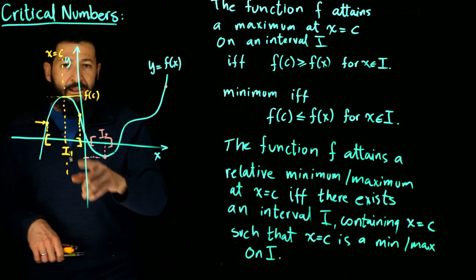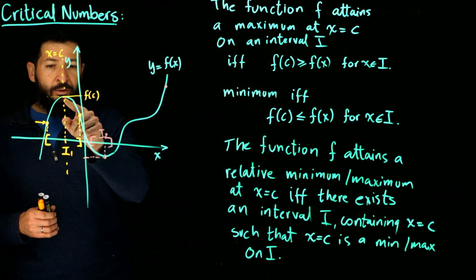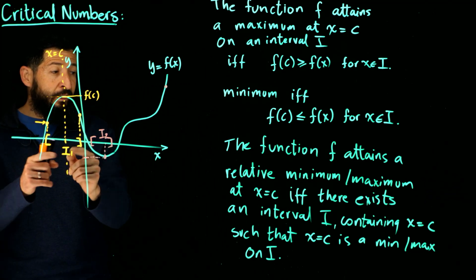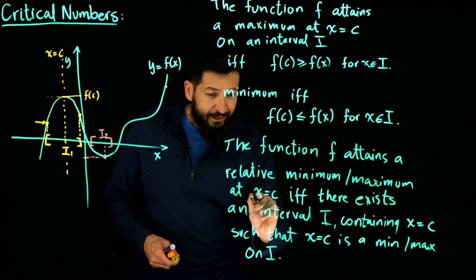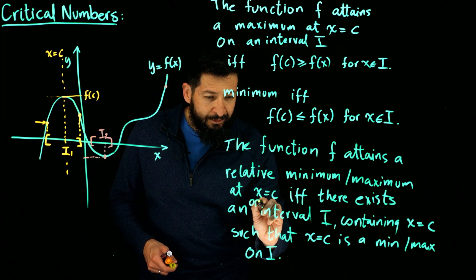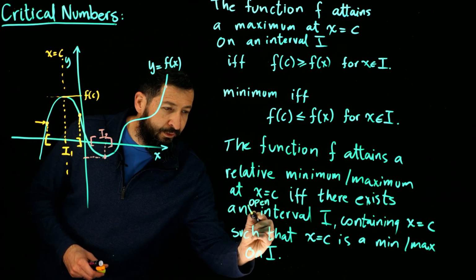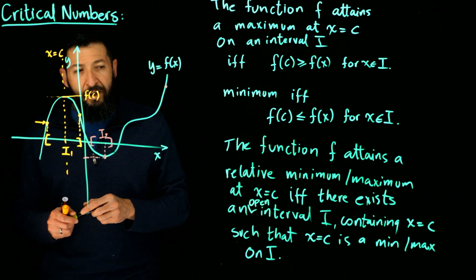Well, let's look at it here. So x equals c is a relative maximum because I can find an interval. By the way, this interval I, we prefer it to be open. So let's put that there. An open interval. In this case, I drew a closed one.